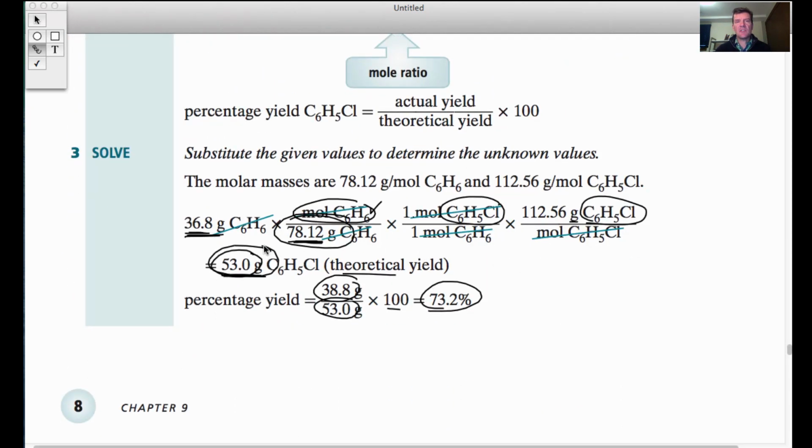That's the 53. The problem says I thought I was going to get 53.0 grams. That's what I calculated, but actually I didn't. I only got 38.8, and that is 73.2% of what I thought I was going to get. That's my percentage yield, the percentage that I actually got compared to what I thought I was going to get.